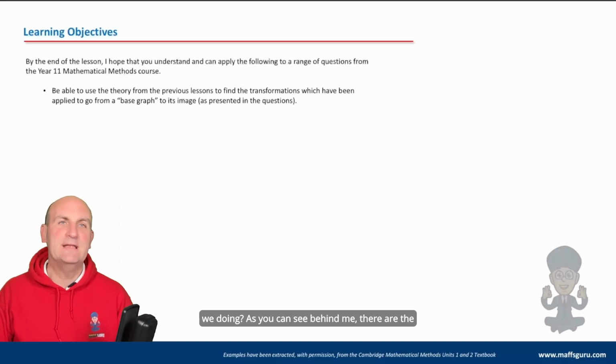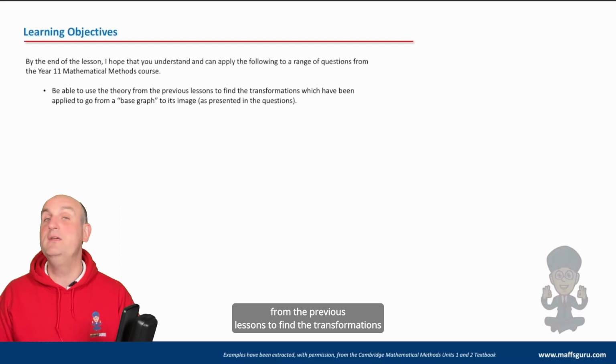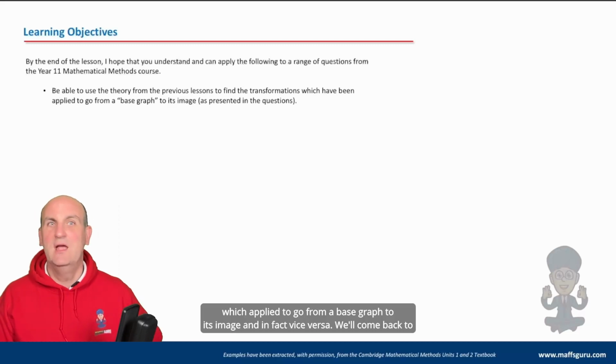What are we doing? As you can see behind me, there are the learning objectives: to be able to use the theory from the previous lessons to find the transformations which applied to go from a base graph to its image, and in fact vice versa. We'll come back to it in a moment.